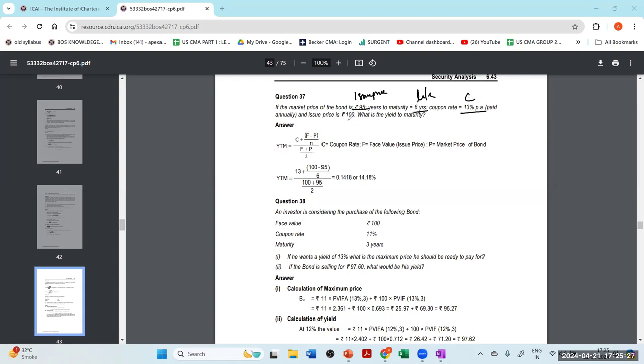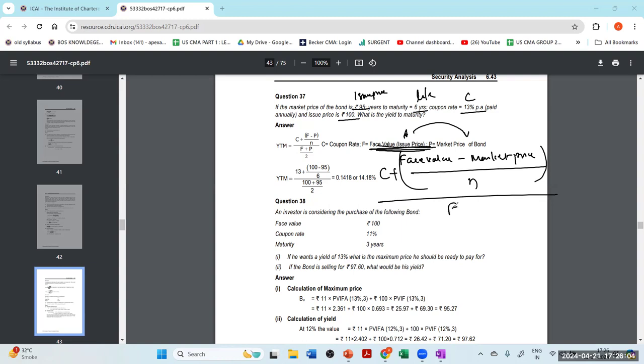And the issue price is 100. Okay, this is a little out of the thing. Now, pay attention. You will have face value minus market price divided by N. Now you can use the word issue price over here also. It is fungible because face value may not always be the issue price. This is an incorrect terminology used by the Institute of Chartered Accountants of India. Face value need not be the issue price, right? C plus this upon face value plus market price or issue price divided by 2.